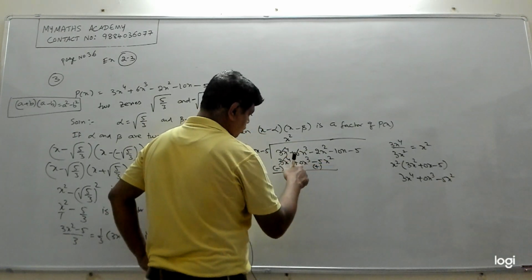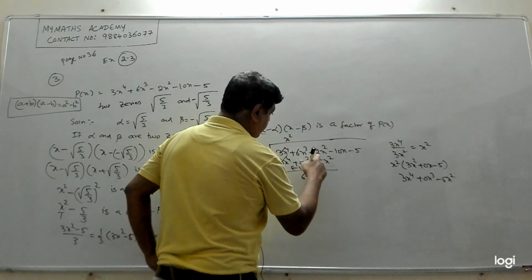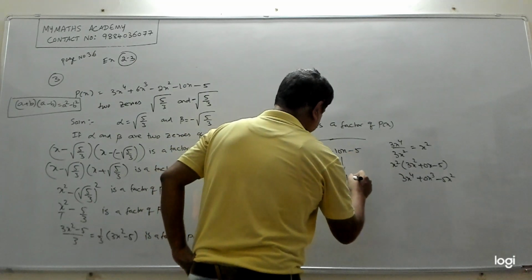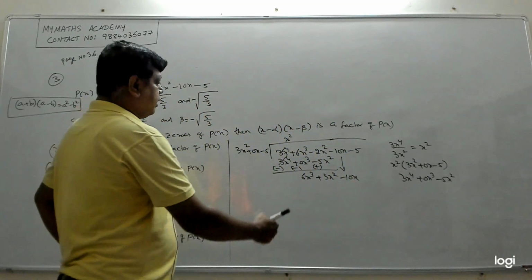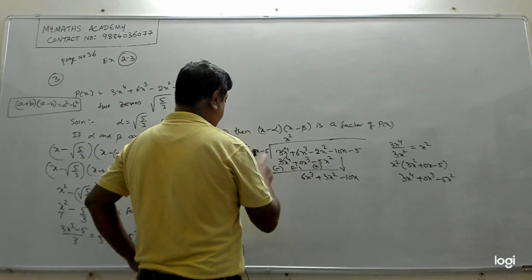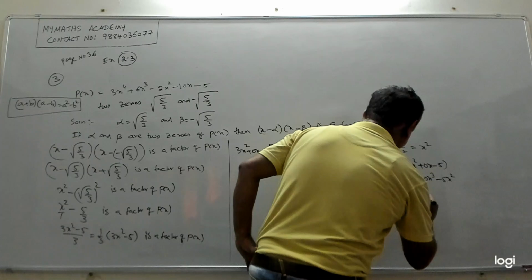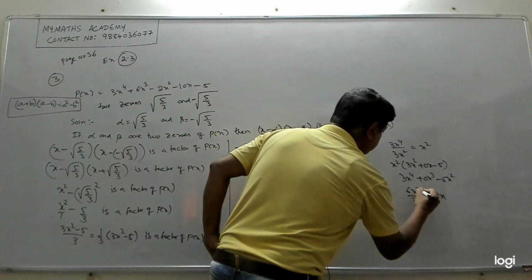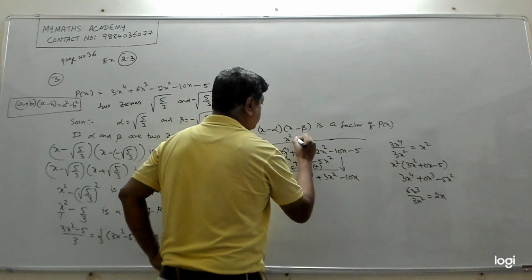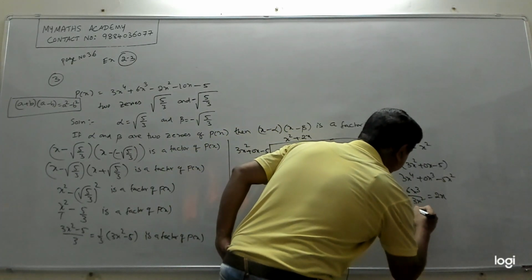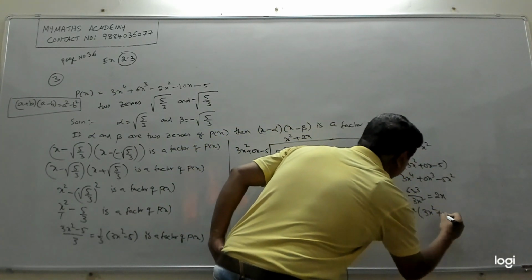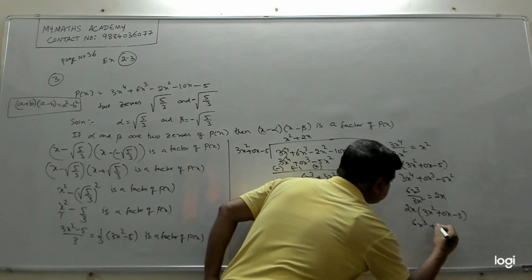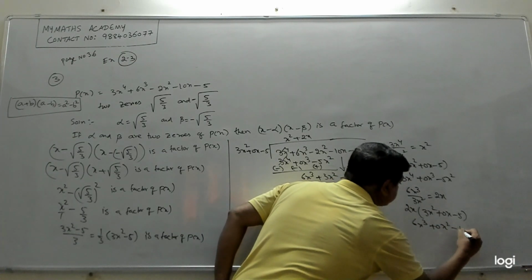6x³ minus 0x³ is 6x³. Then −2 + 5 is +3x². Then bring down this −10x. Again, take this first term divided by this: 6x³ by 3x² gives 2x. Put the 2x here, so plus 2x. Then 2x should be multiplied with 3x² + 0x − 5. What is that? 6x³ + 0x² − 10x.